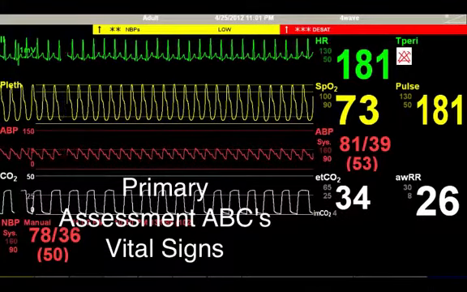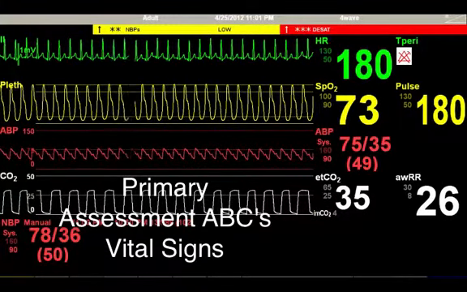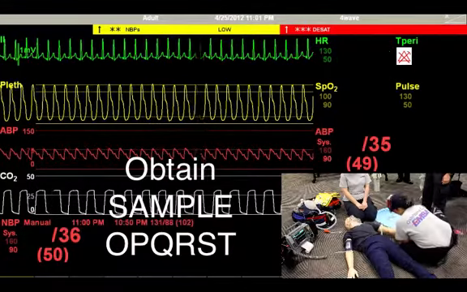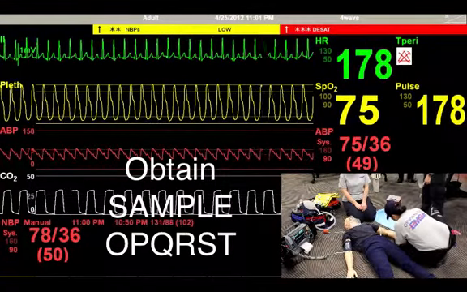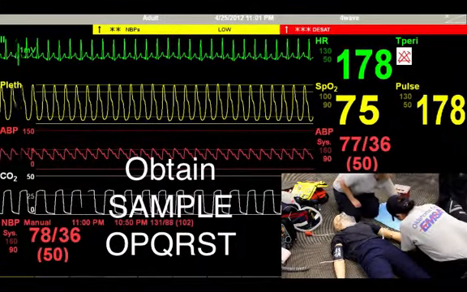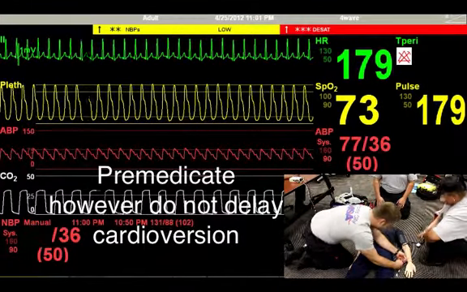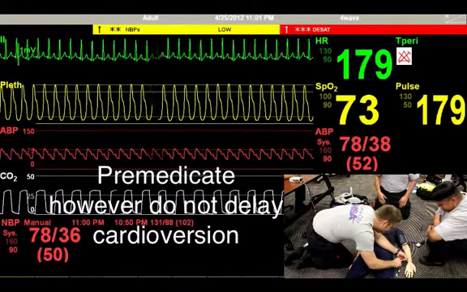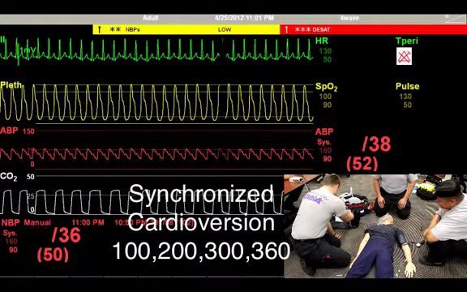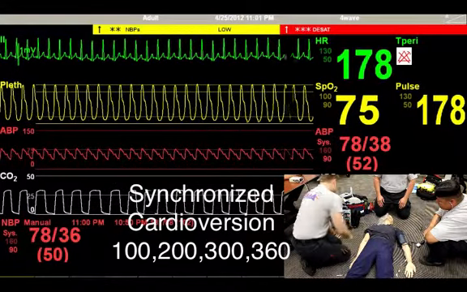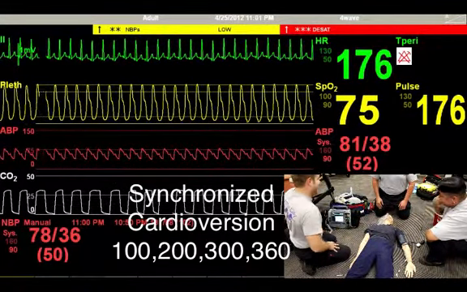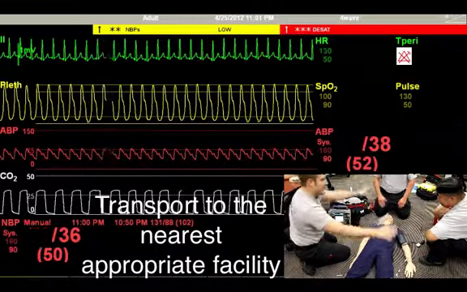Perform a primary assessment of the airway, breathing, and circulation and obtain a set of vital signs. Obtain a SAMPLE and OPQRST history. Premedicate, however, do not delay cardioversion. Synchronized cardioversion at 100, 200, 300, and then 360. Transport to the nearest appropriate facility.